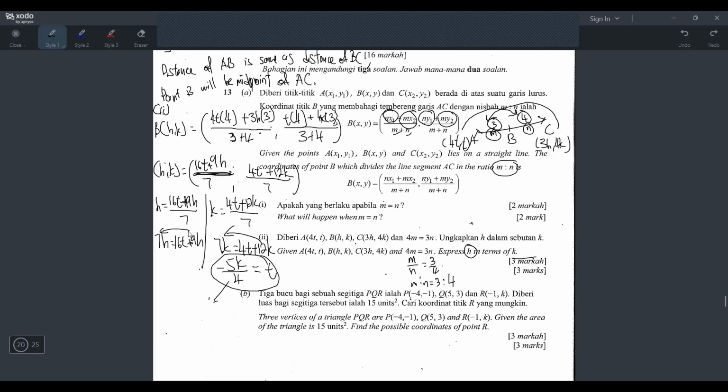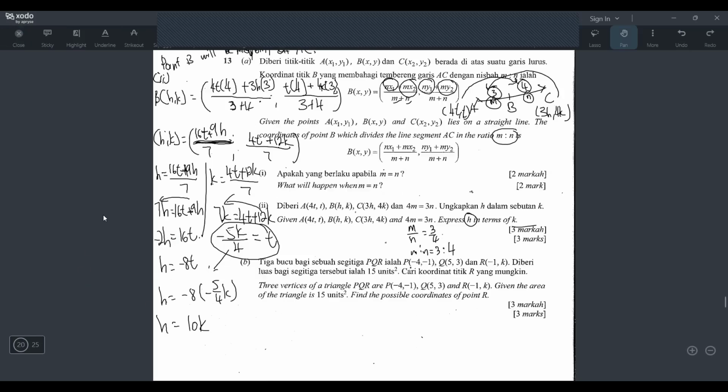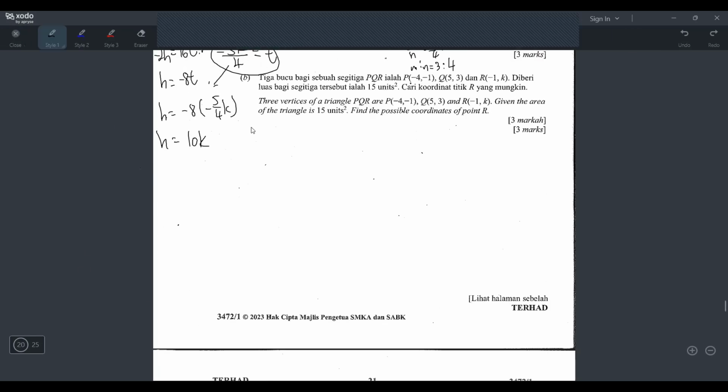Okay, this one will be 7h minus 9h, which is negative 2h. That is 16t. So your h is actually 16 divided by negative 2, which is negative 8t. So it means your h will be negative 8 times negative 5 over 4 k, which is h equals 10k. Yeah, this is the correct answer. Okay, I made a mistake earlier, but yeah, this is the correct one. Okay, let's continue with B.